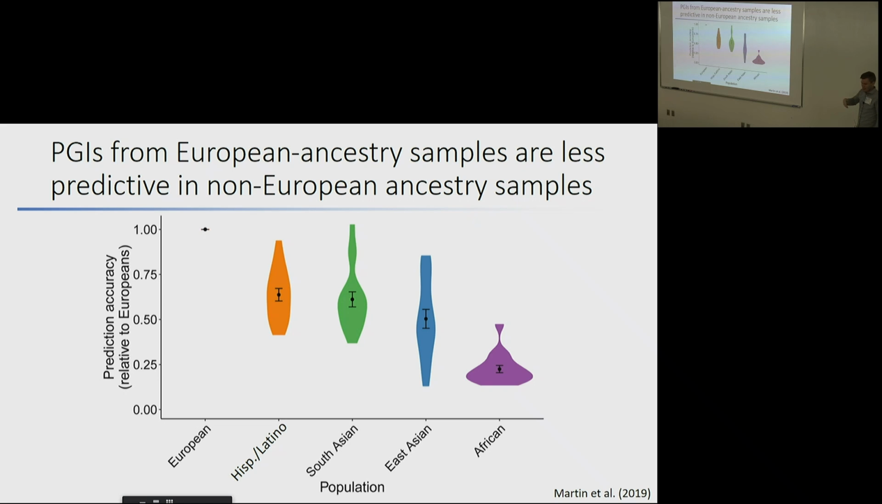This is not anything to do with European or African ancestry people in particular. If we had done the GWAS in the African samples and then predicted in these four groups, it would just go in the other direction. So Europeans would be down here in that case. It's just a function of the mismatch of the populations.